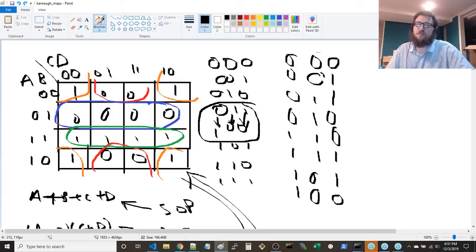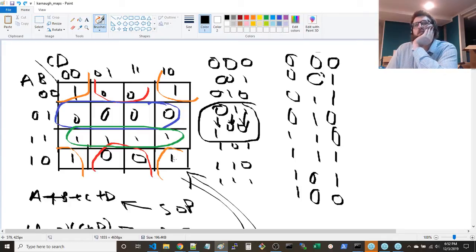So wait, this is interesting. C could be 0 or 1. Now how does this work? What do you get here for this? This is definitely an interesting one. 0, 0, 0, 0 is a 1. 0, 0, 1, 0 is a 1. 1, 0, 0, 0 is a 1. And then 1, 0, 1, 0 is a 1.